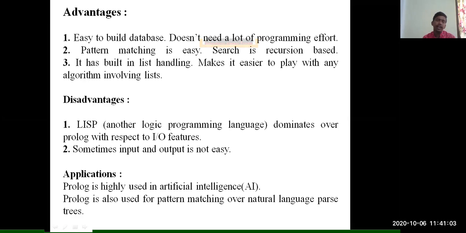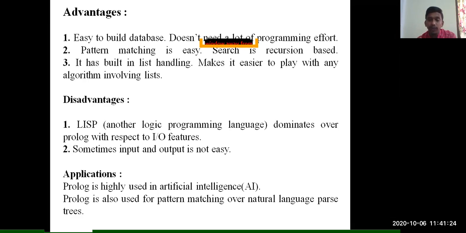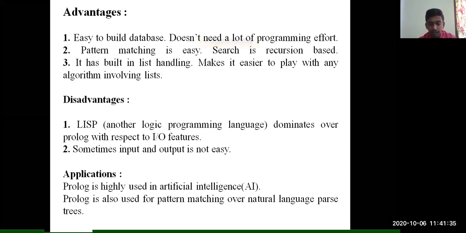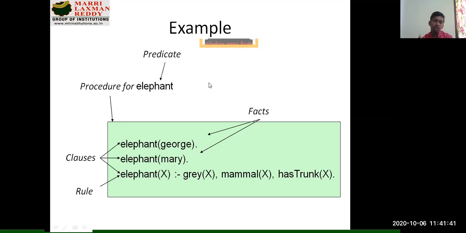So as I said, it has applications with respect to artificial intelligence. It has applications with respect to natural language processing. Prolog is highly used in AI. Prolog is also used for pattern matching, from the given knowledge base over natural language parse trees. So Prolog can also be used as part of natural language processing, where searching mechanisms and pattern matching can be done easily with respect to the given inputs.